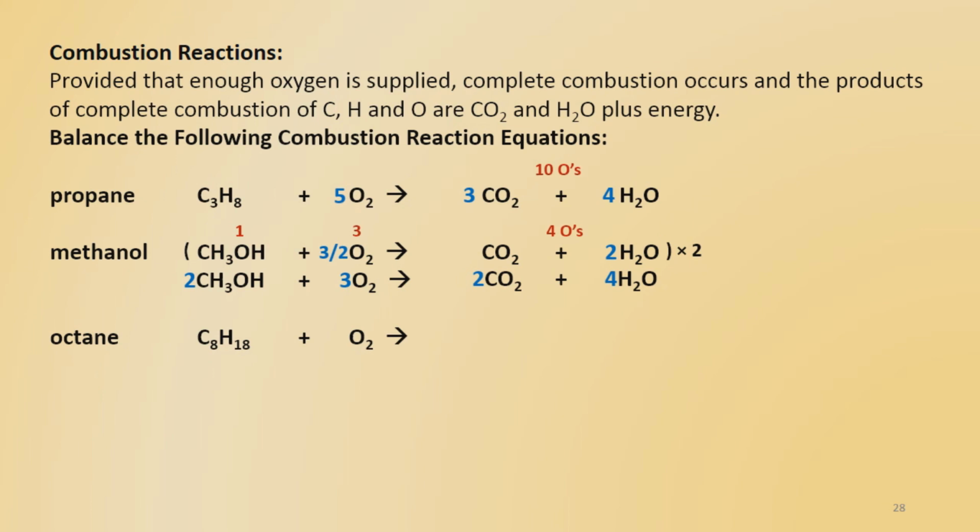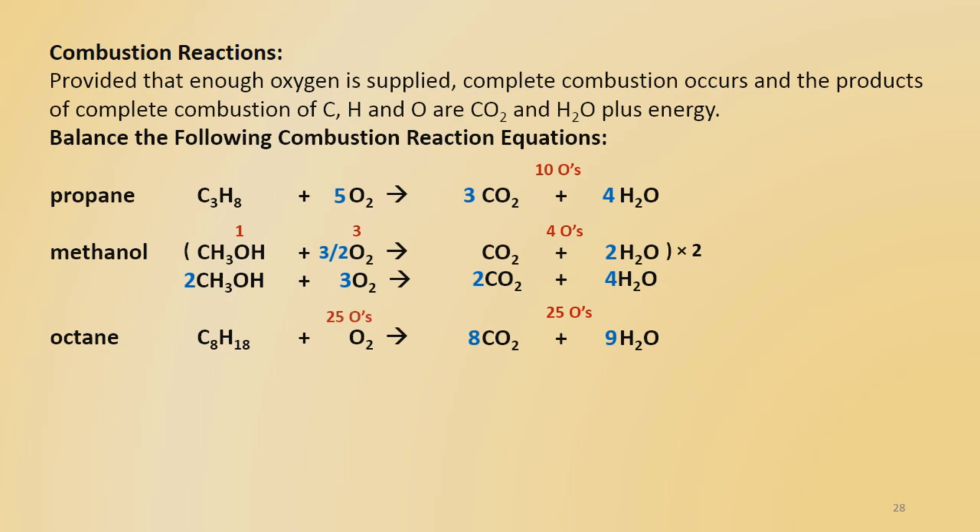Let's balance next the combustion of octane, C8H18, in air, combines with oxygen to produce CO2 and water. On the left I have 8 carbons, so on the right I'll need 8 CO2s to balance the carbon. On the left I have 18 hydrogens, so on the right I'll put a 9 in front of the H2O to balance the hydrogens. So now let's count the oxygens on the right side. 8 times 2 is 16, plus 9 makes 25 oxygens on the right. So on the left, I also need a total of 25 oxygens.